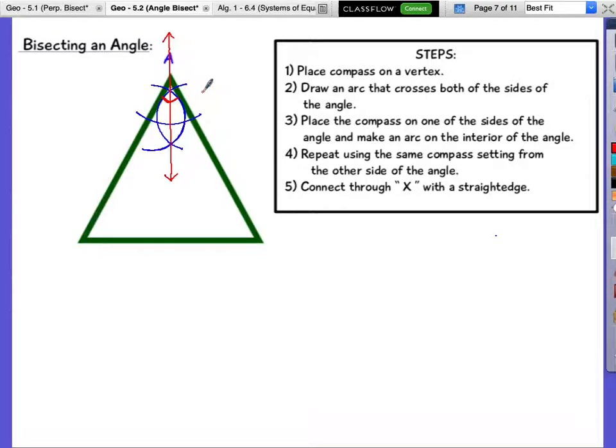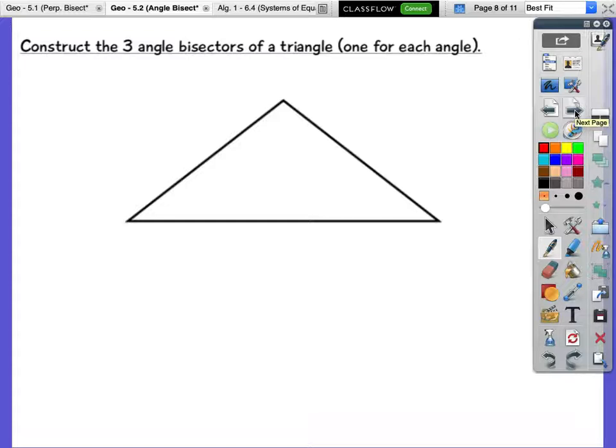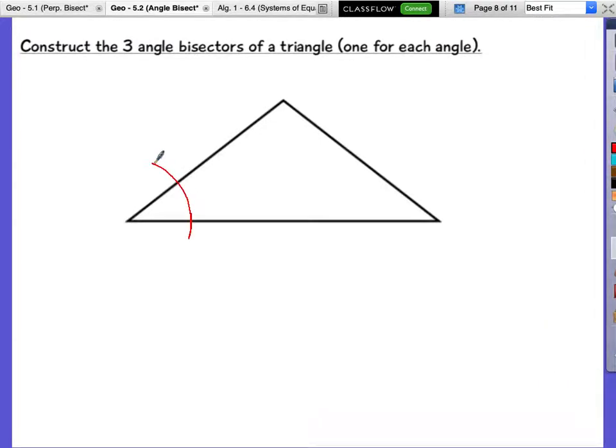Okay, so, moving on. Remember what we did when we did the one perpendicular bisector, and then we moved on and did it with a triangle, right? The triangle had three sides, so we did it three different times. We constructed three perpendicular bisectors. How many angle bisectors do you think we're going to construct on a triangle? How many angles are there? Three. So we're going to bisect all three of them. What we're going to do is pick a vertex, put your compass on it, and then draw an arc. It doesn't need to be big. As long as it intersects the two sides of the angle, you're good on the length.